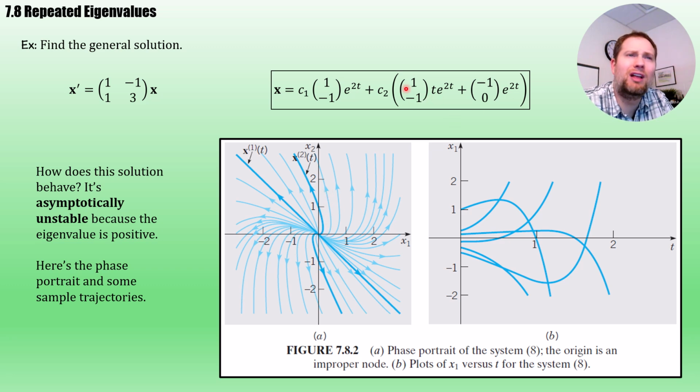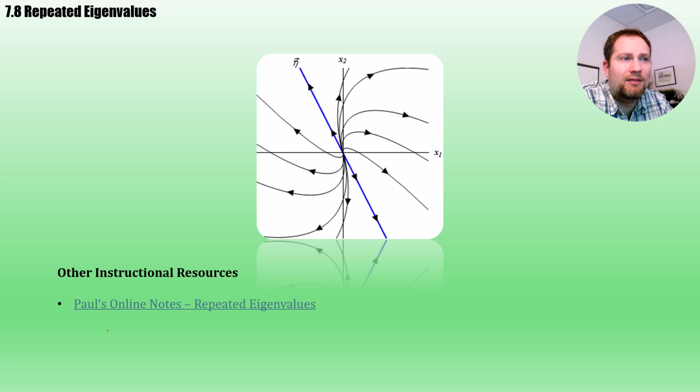And then this other generalized eigenvector gives you this kind of curving motion as well. Sample plots of these curves, depending on the constants C1 and C2, are shown in the diagram on the right. And that is called an improper node. It can be stable too if the eigenvalue is negative.